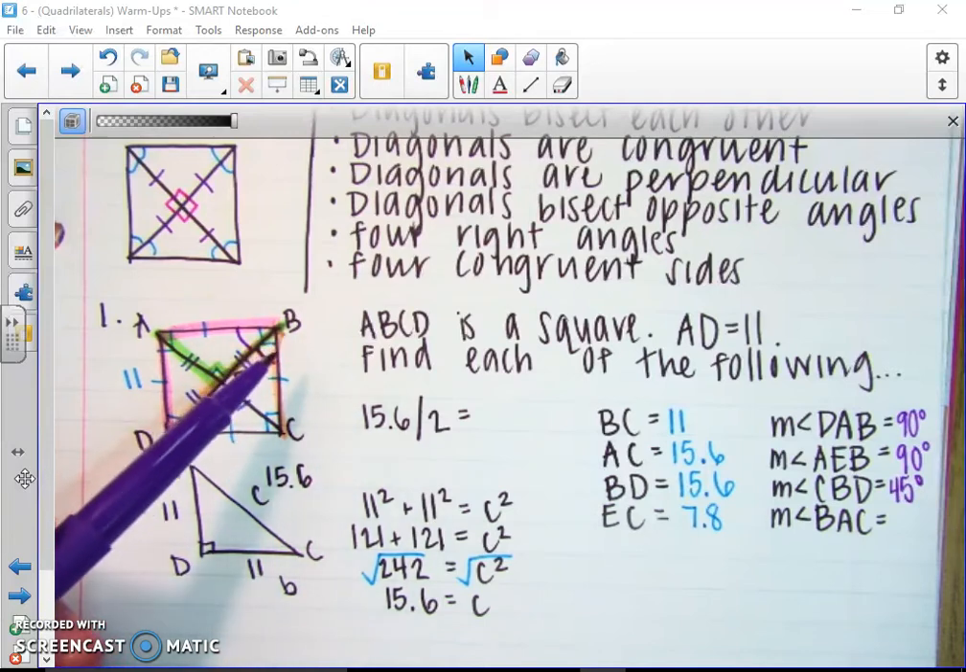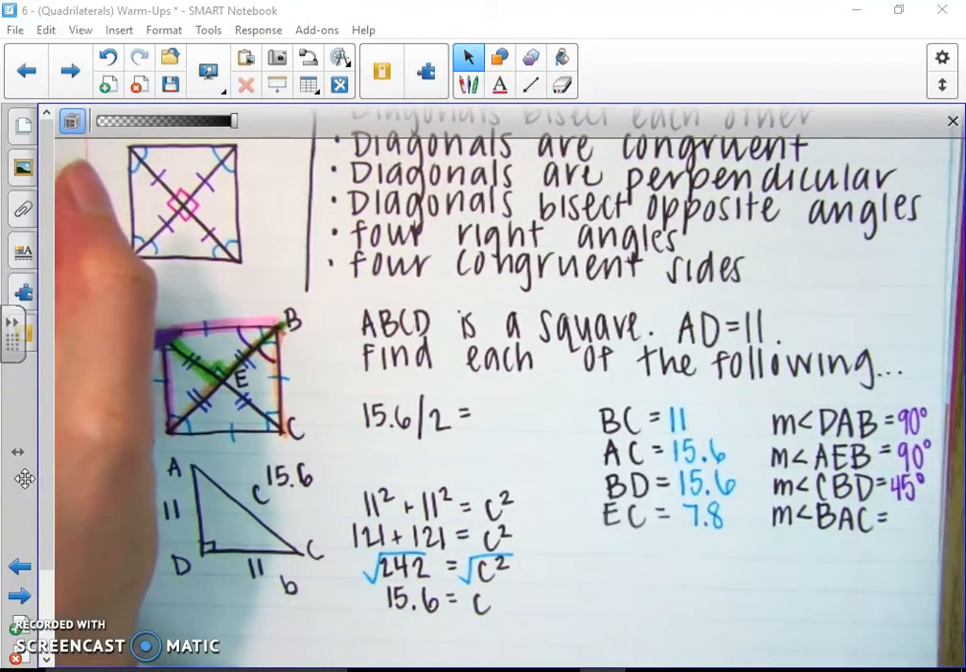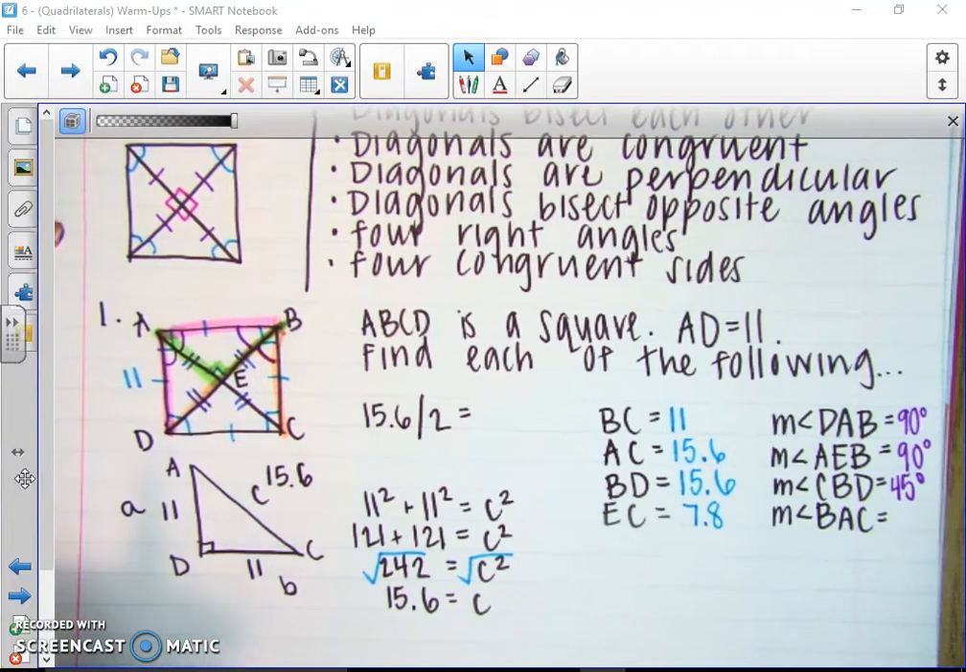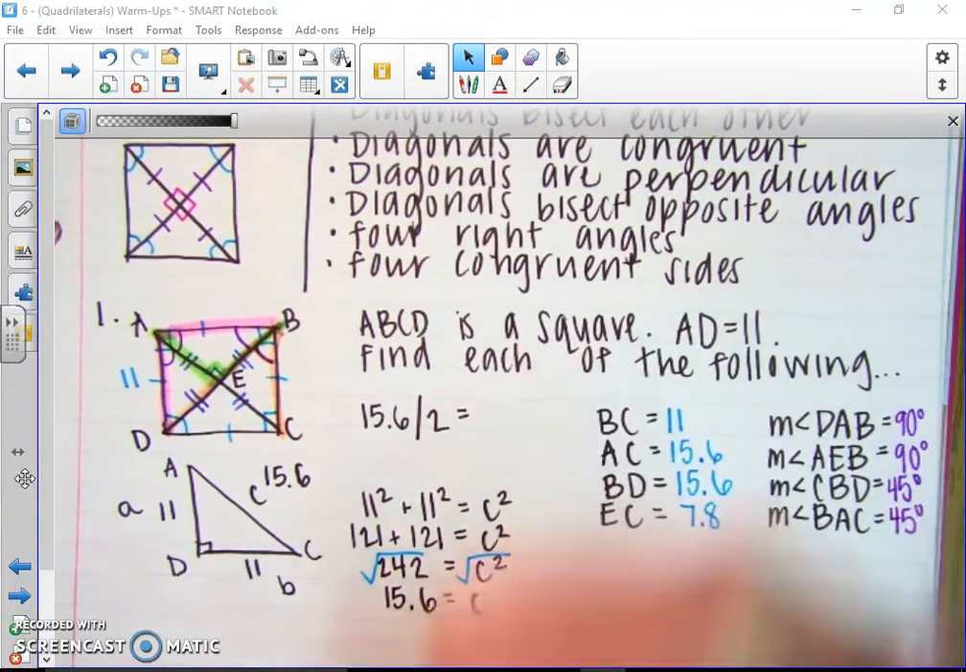So lastly, we're looking at BAC. So it's this angle right here. That's just half of 90. It's also 45 degrees. Okay.